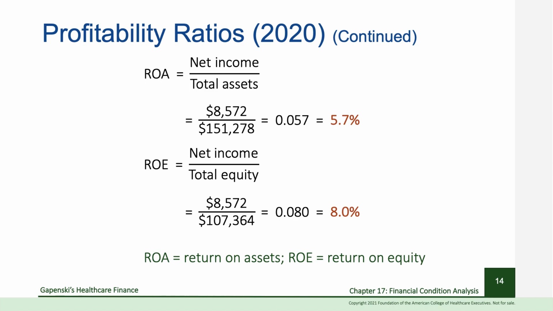The return on assets is the next profitability ratio, and the return on equity is also another one. Return on assets is the ratio of net income over total assets, and that is 5.7% for Riverside, and that tells us that each dollar of assets generates 5.7 cents in profits. The return on equity is 8%, represented by ROE, and it tells us that the hospital was able to generate 8 cents of income for each dollar of equity.